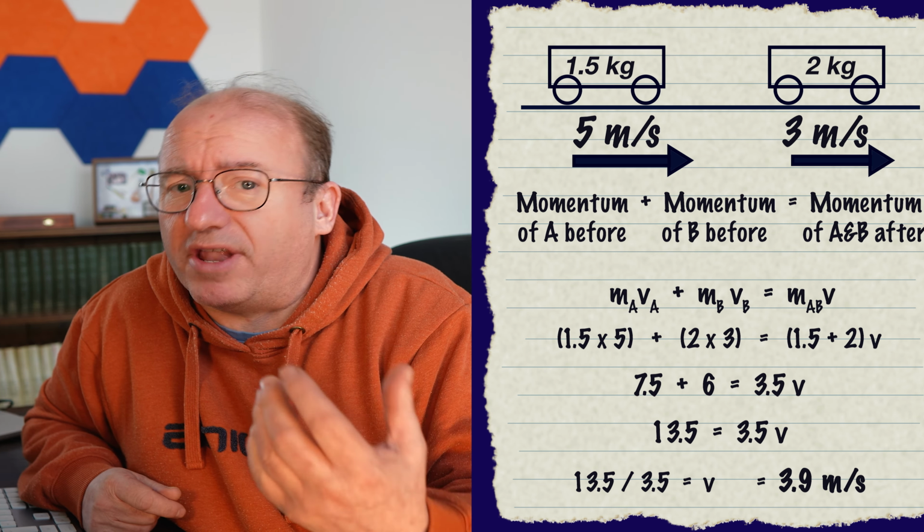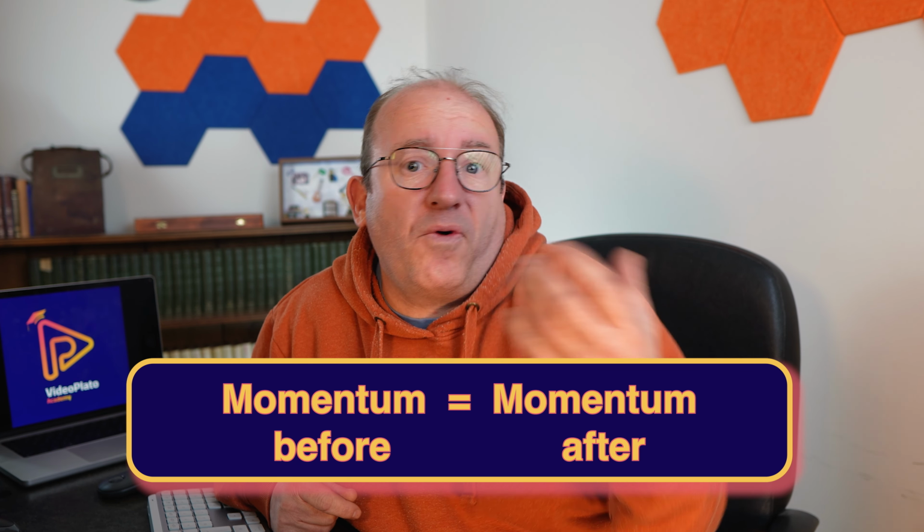The trolleys may not necessarily stick together, so there's other possible outcomes for this collision. Following the same method, i.e. the total momentum before equals the total momentum after, will always lead you to the correct solution. There's many other ways that we can apply this conservation law, and that's what makes it so powerful.